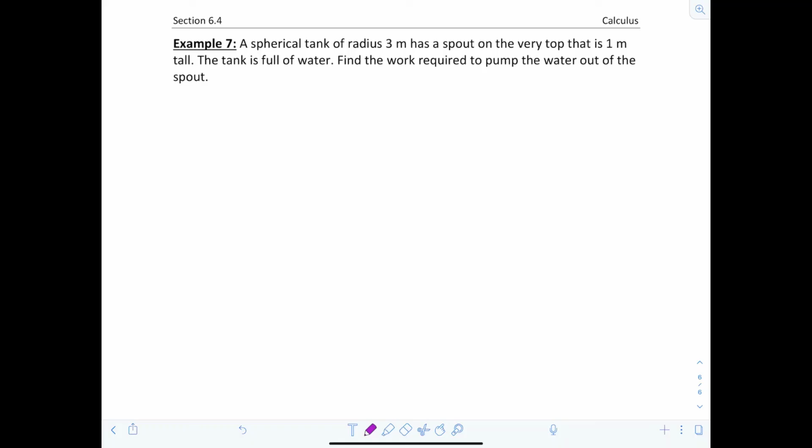A spherical tank of radius 3 meters has a spout on the very top that is 1 meter tall. The tank is full of water. Find the work required to pump the water out of the spout. Okay, so let's draw a picture to represent what's going on.